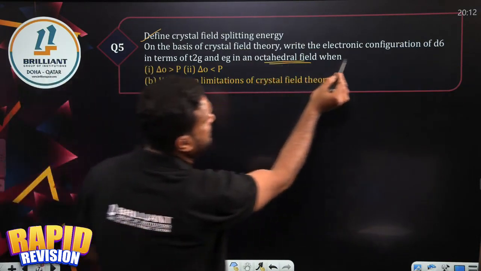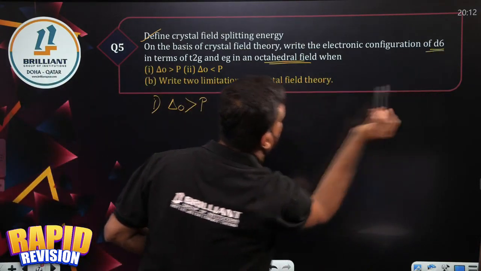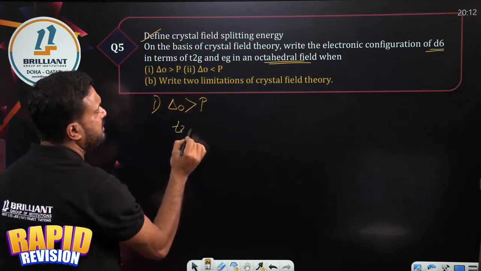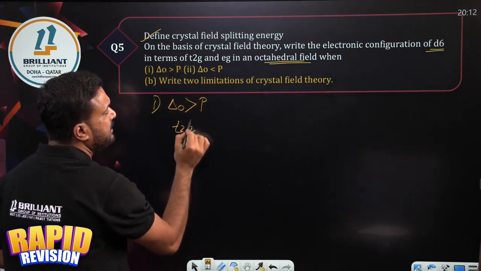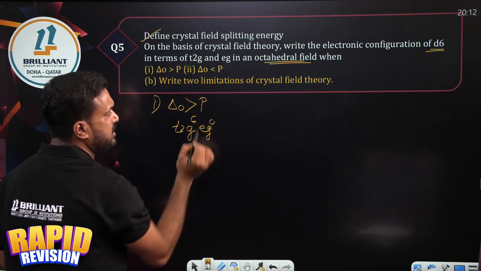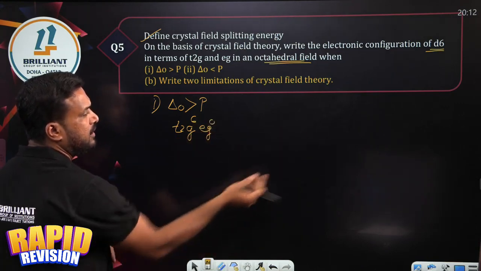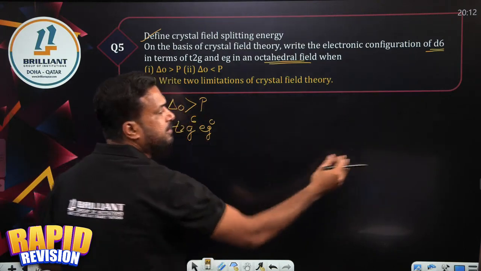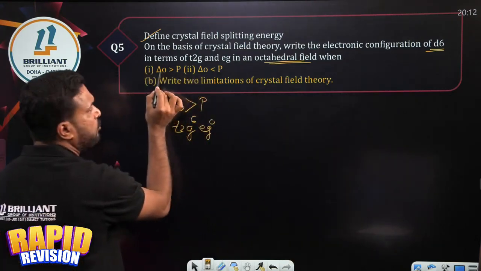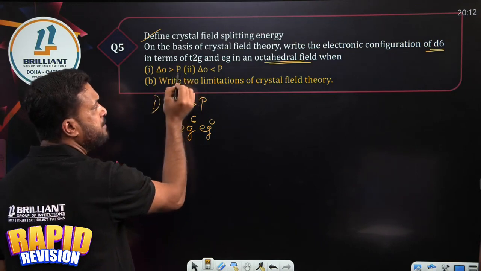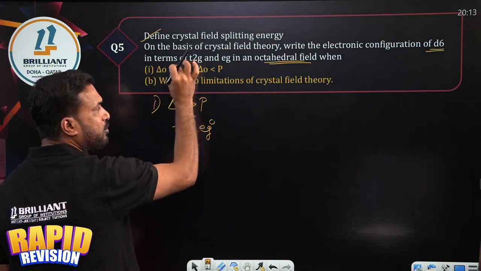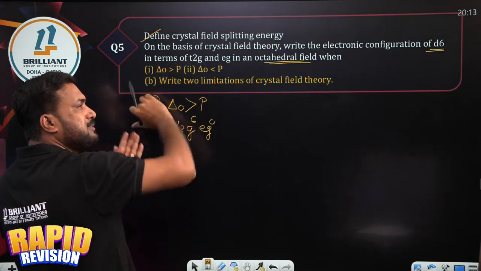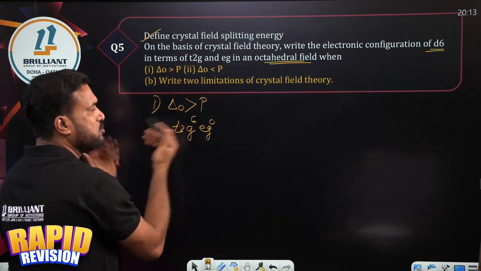What is the configuration they are giving? d6, right? So how do we arrange it? t2g6, then eg will be 0, because pairing up will take place. In the previous case we drew three orbitals down and two up. So all six will pair up in the lower set, because the octahedral splitting energy is much more than the pairing energy. Enough energy is there, so they pair up.